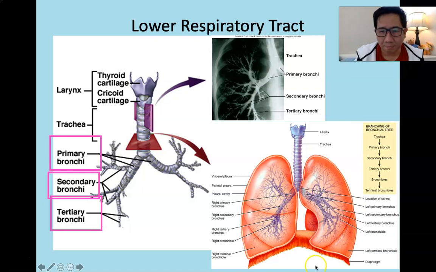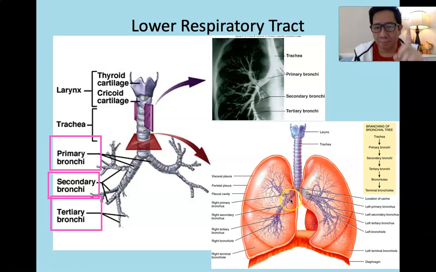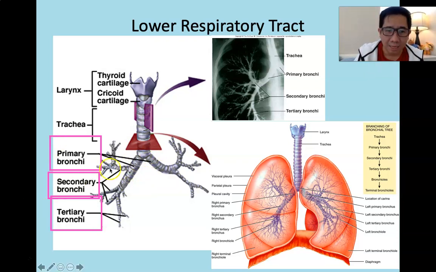Okay, so splitting. The first part is the primary. Primary means one. So first is the primary bronchi. Bronchi is plural, bronchus is singular. After primary, it goes into secondary. Secondary means two. So after the first degree, you go to the second degree. Then you're going to tertiary, which is three.